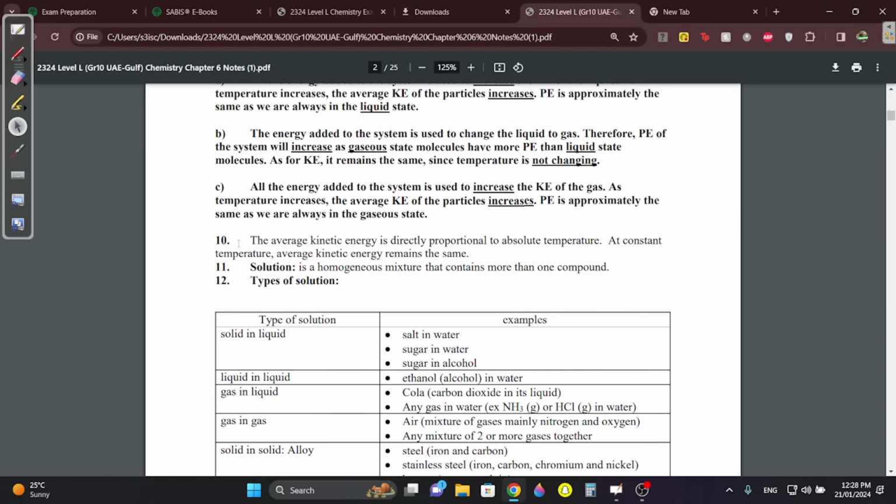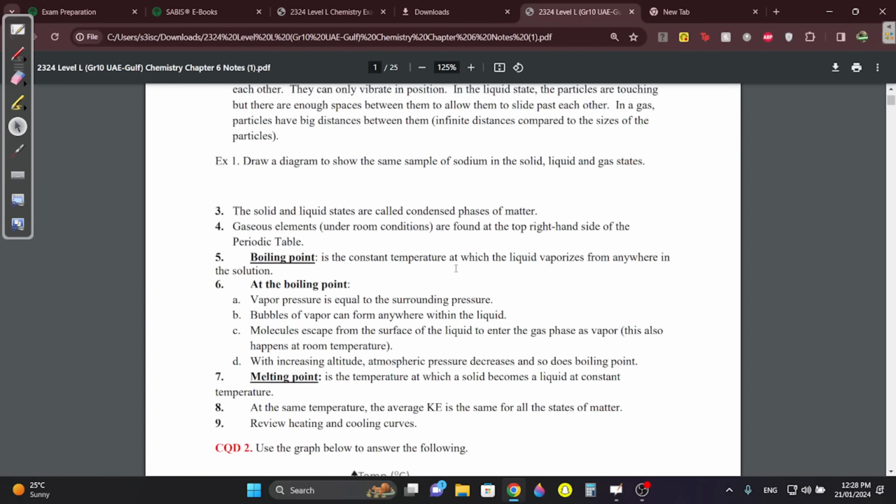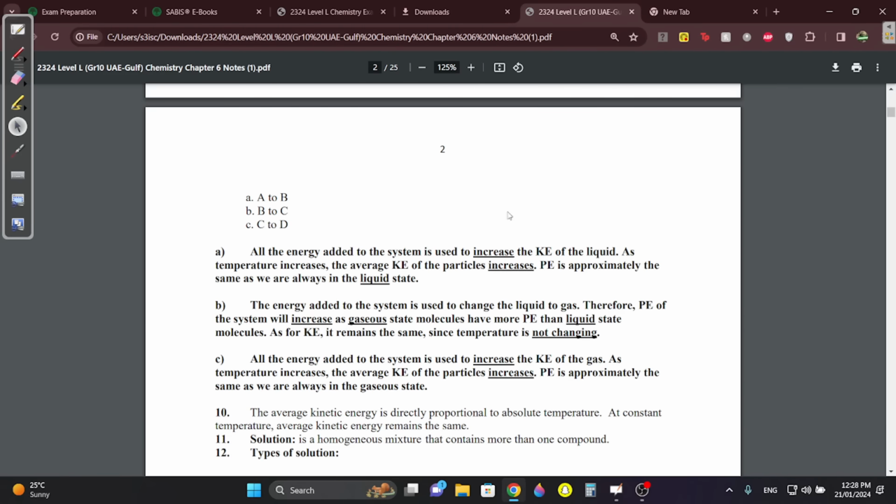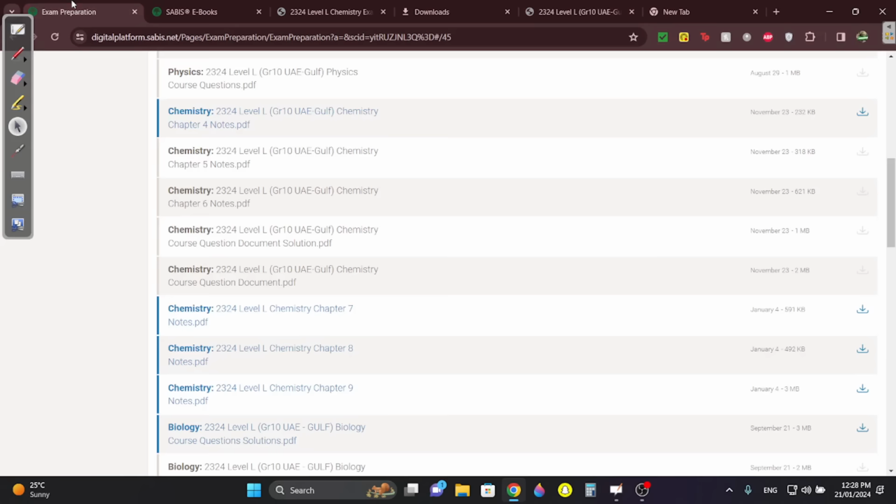And then question 10, this is the last one for 6.1, the rest will be 6.2. The average kinetic energy is directly proportional to the temperature. We said this in chapter 5, and so at constant temperature, the average kinetic energy remains the same. It's nothing too hard, this is 6.1. How long was that? 8 minutes.